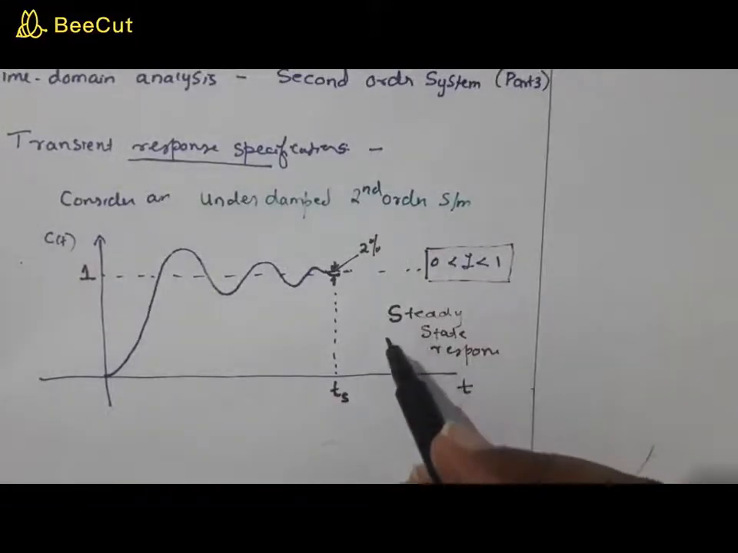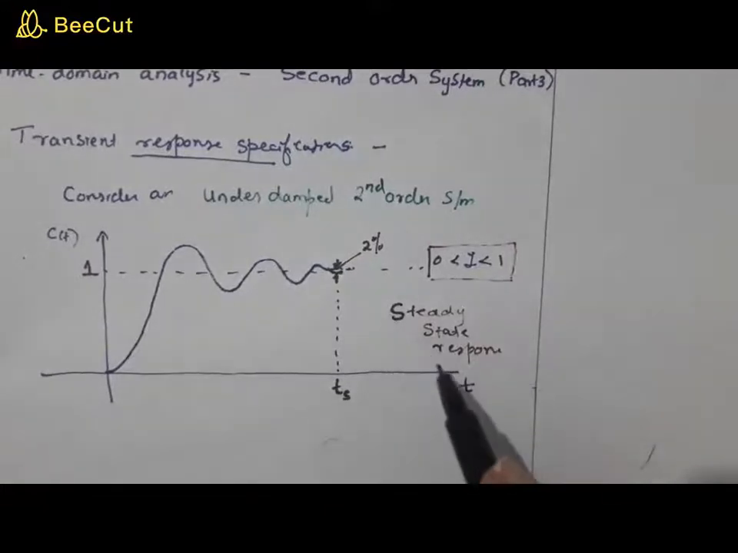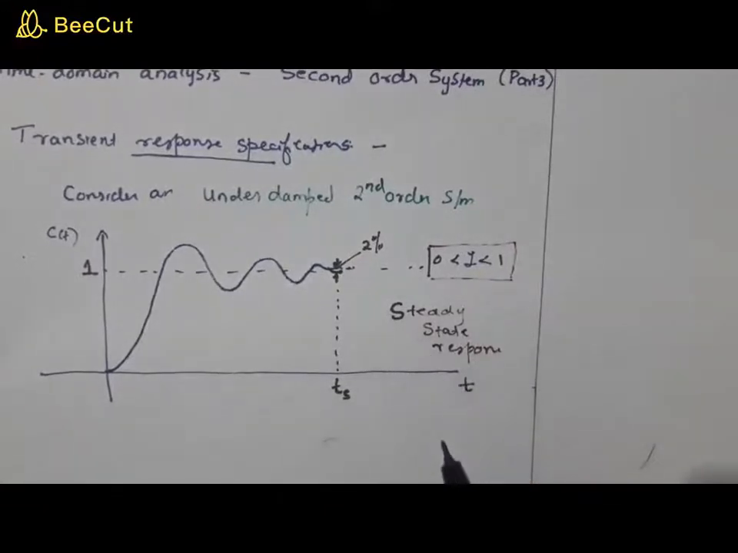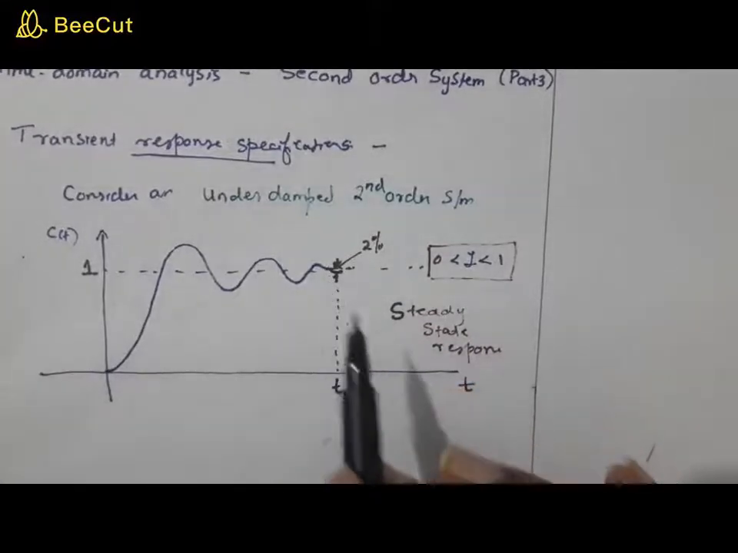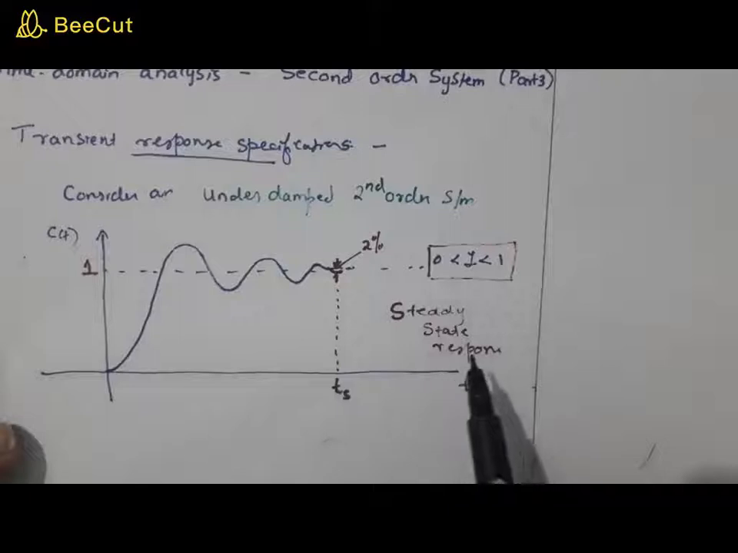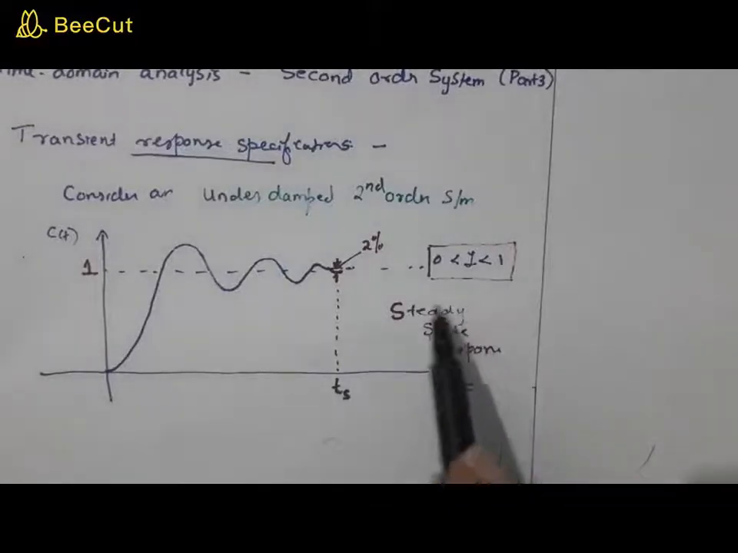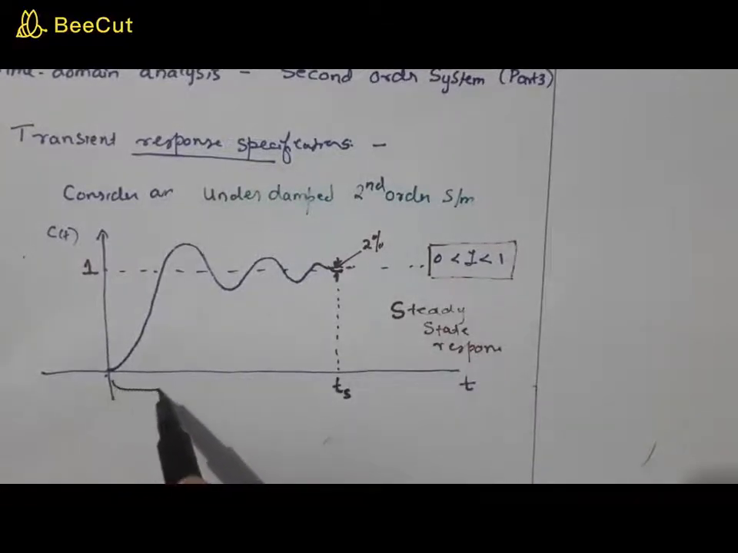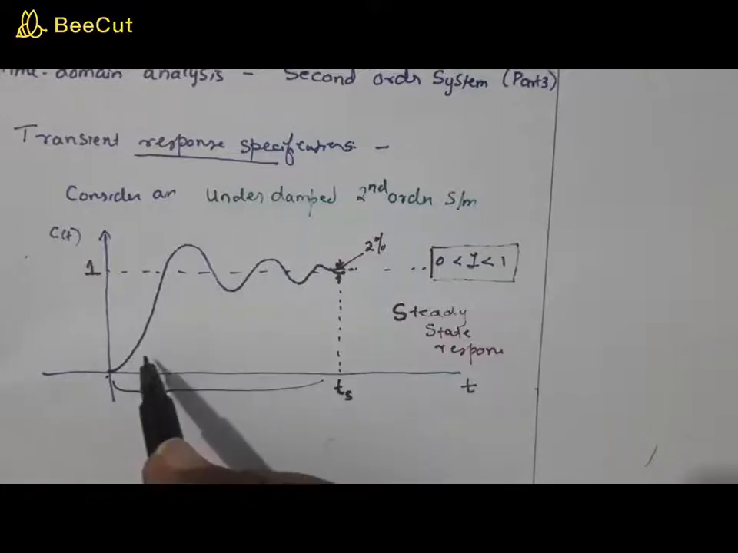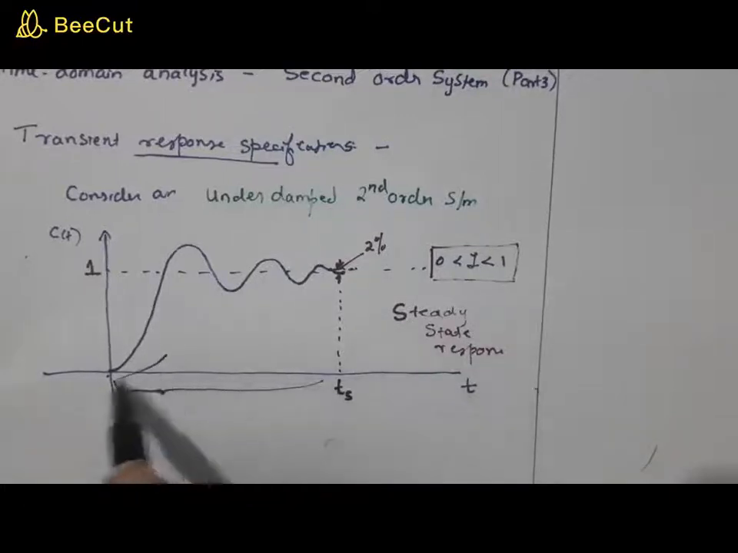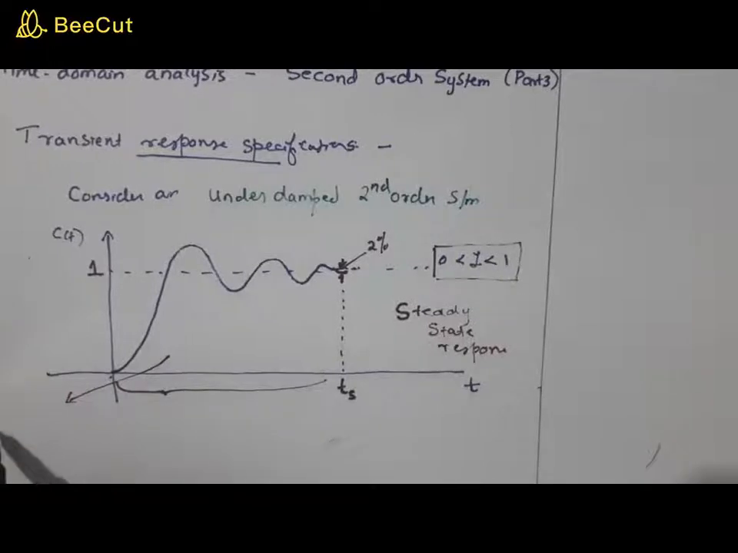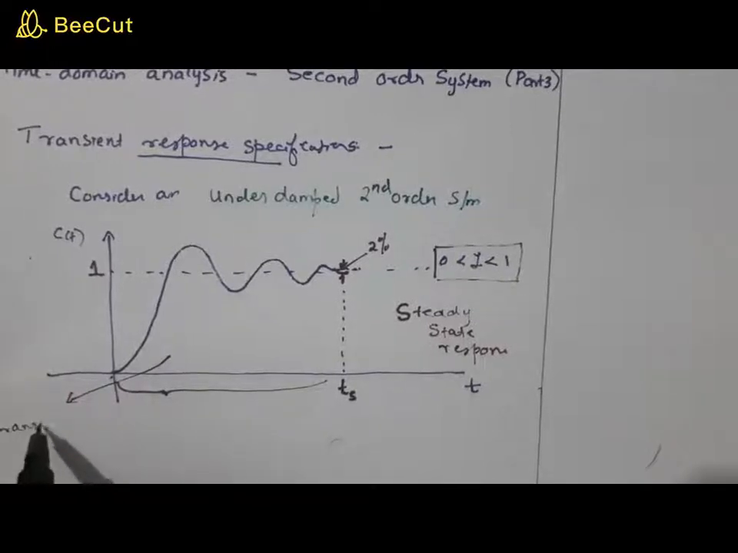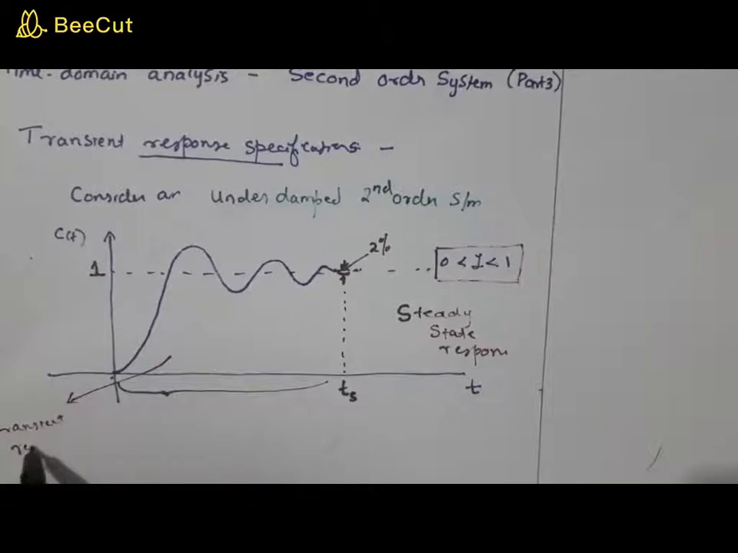So we have seen that this desired value, the time after which the response reaches the steady state, we call the steady state response. Now, the time till it reaches the steady state, over this time period, we can call this part of the response the transient response.